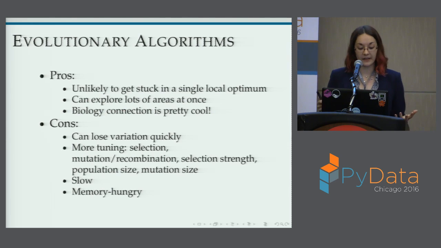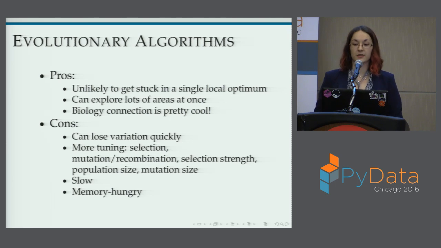So there are some major advantages to this. First off, you're unlikely to get stuck in a single local optimum because you're automatically exploring a lot of areas at once. I also think this connection to biology is just really cool and kind of appealing.